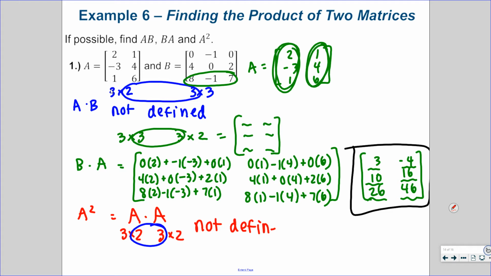So you could do B squared, right? Yes, you could. It has to be a 1 by 1 or a 2 by 2 or 3 by 3. Yes, it has to be a square matrix in order to square it. Yep, good question.